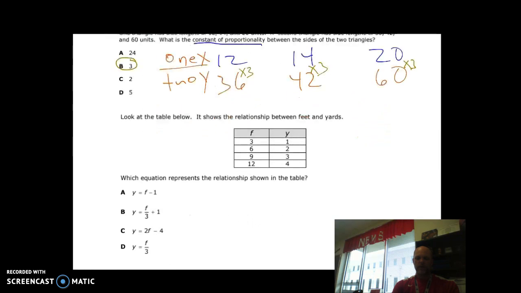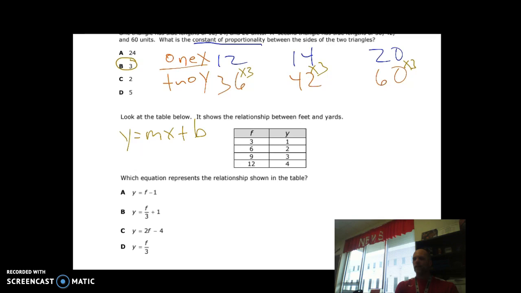This is where we struggle sometimes on these right here. Look at the table below. It shows the relationship between feet and yards. Which equation represents the relationship shown in the table? This is the y equals mx plus b. This is where we have to do the change. Like, how is y changing? How is x changing?